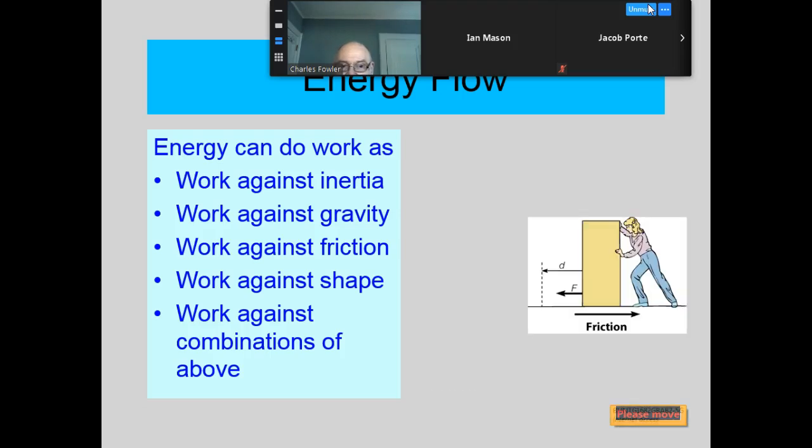Work against friction. Okay? The gal here pushing a crate or something across a surface that probably isn't ice, so it's not really slick, and she's having to exert a force to push it. However far she pushes it, that's the work she does. If she pushes and grunts and everything else and can't get it to move, she's doing no work. No matter how much sweat she's doing or anything else, if it doesn't move, it's not doing work. Okay? That's force against friction. Now the next one is a force against shape.